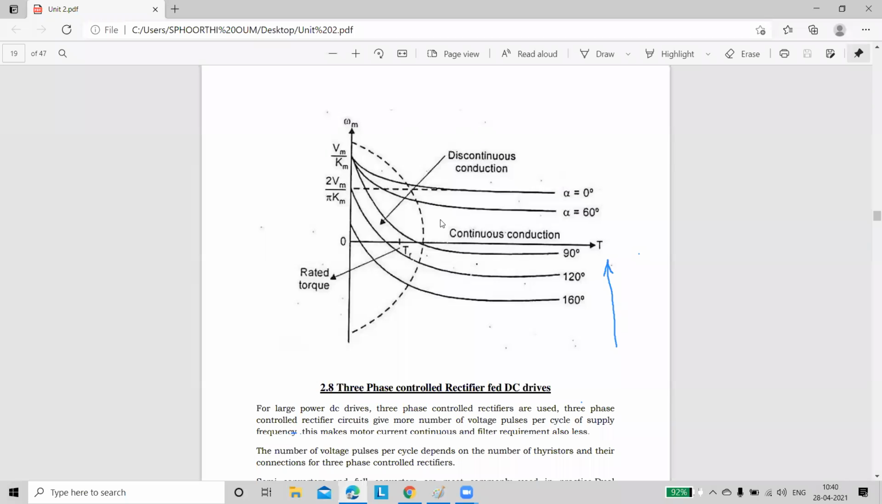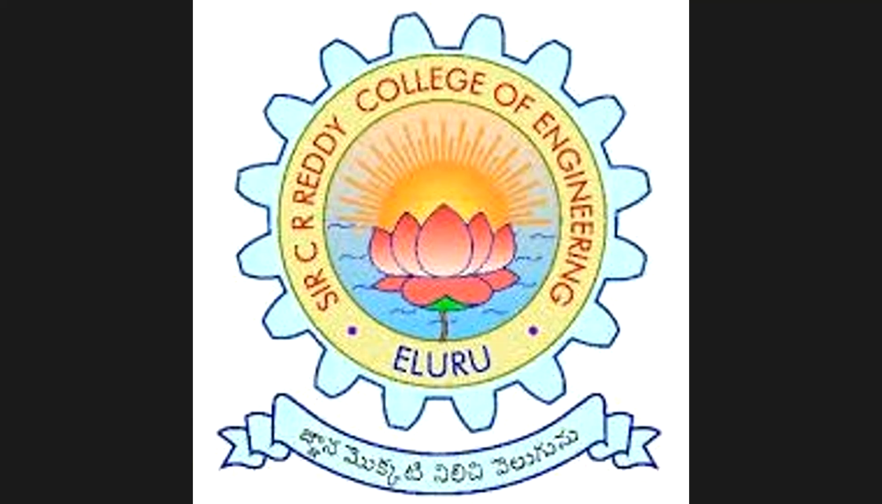Note down the other name for this. A 2 quadrant drive fed to a DC motor is nothing but a fully controlled rectifier. Okay? Just wait.